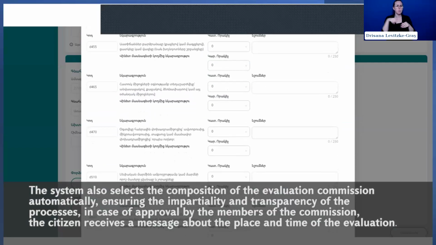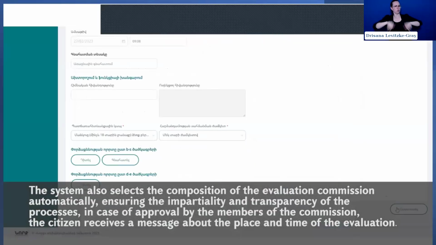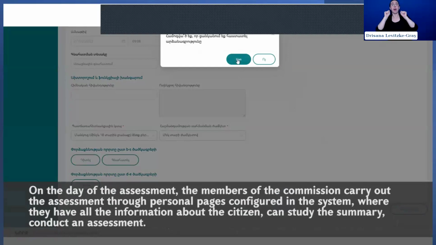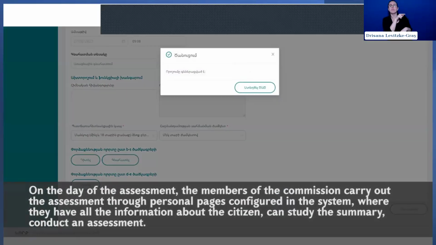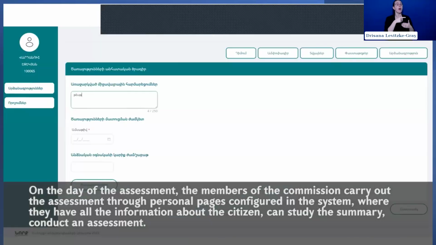And as it was mentioned, the assessment committee is selected randomly from the pool of experts that we have. And they receive the information about the case just 3 days before the date of the assessment.